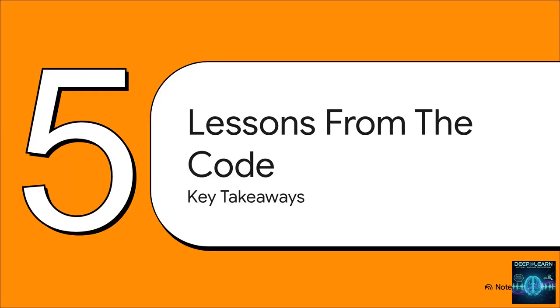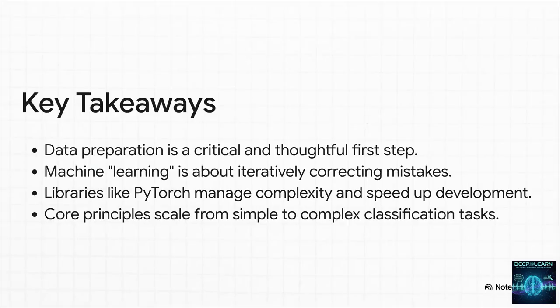Okay, so we've been on quite a journey here, from basic words all the way to some real machine intelligence. What are the big ideas we should walk away with? Let's boil it all down. First, and you've heard me say this a few times, preparing your data well is absolutely critical. Second, this whole idea of machine learning really just comes down to a simple loop. Make a guess, see how you did, and adjust for the next try. Third, the Pro Tools are all about handling the messy details for you so you can build powerful things faster. And finally, these core principles we've covered, they aren't just for one problem. They scale from simple 2-choice tasks to much, much more complex ones.